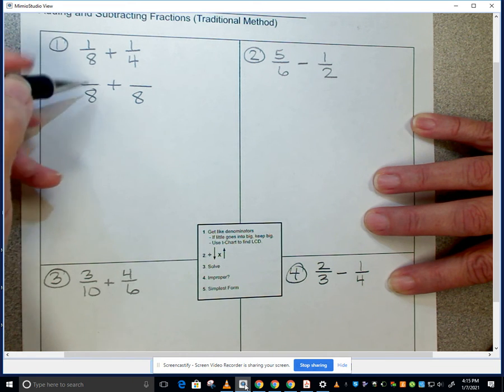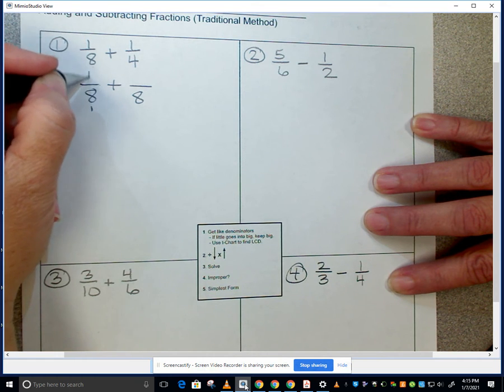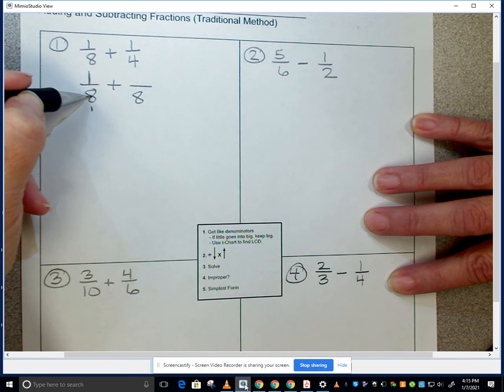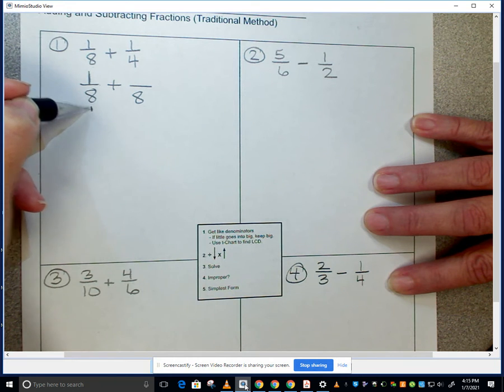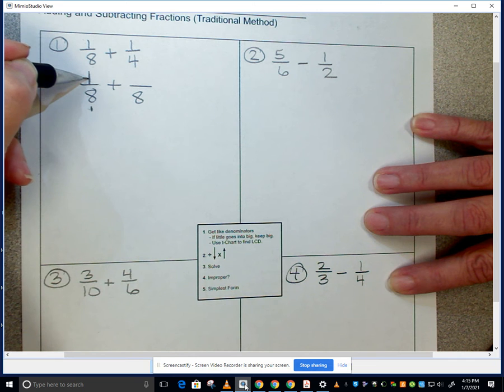Second step says divide down, multiply up. 8 will go into 8 one time. 1 times 1 is 1. Look what I just did. Denominator into denominator. I said 8 will go into 8 one time, and I put a little 1 there so I don't forget it, and then multiply all the way up. 1 times 1 is 1, and I wrote it here.